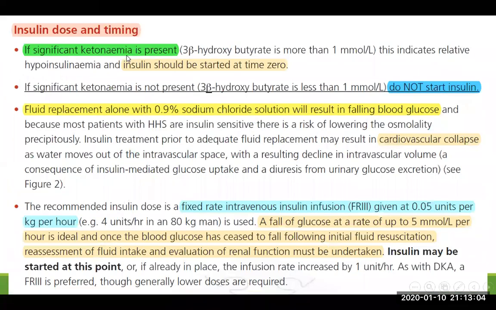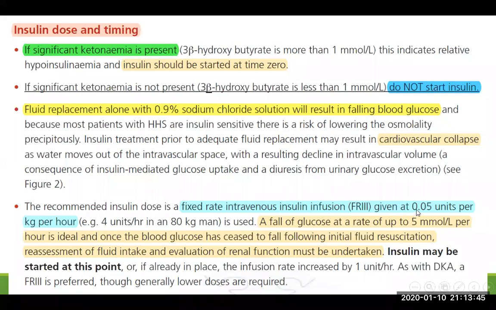Insulin dose: if significant ketonemia is present, with beta hydroxybutyrate more than 1, this is a relative indication to start insulin from time 0. If significant ketonemia is not present, don't start an intravenous insulin infusion. Fluid replacement alone with normal saline will result in falling blood glucose. And of course, if we give insulin and fluid together, this may lead to cardiovascular collapse. This is very important. Also, a fixed rate intravenous insulin infusion, if indicated, is the method of giving insulin.